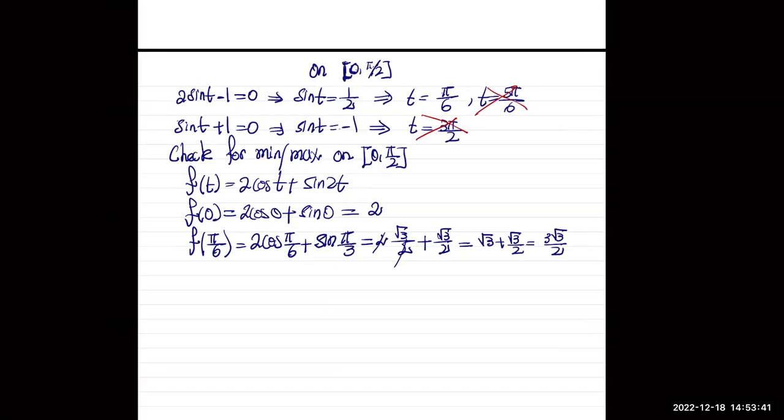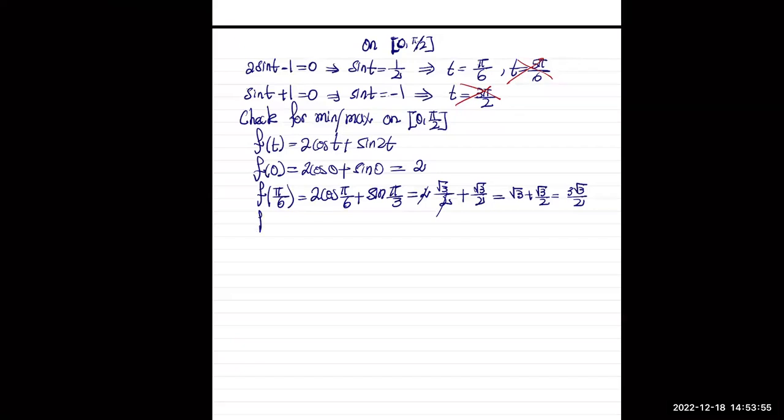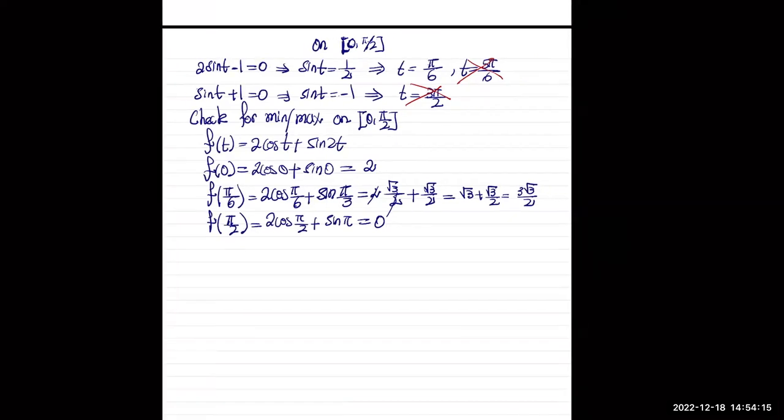Okay. So far, which is the bigger one? F of pi over 6. Okay. Is that right? Yeah. And then f of pi over 2, plug that in, you get 2 cosine pi over 2 plus sine of pi. Twice pi over 2 is pi. Cosine pi over 2 is 0. Sine of pi is 0. So 0 right there. Okay. Yeah, and that is the absolute minimum.